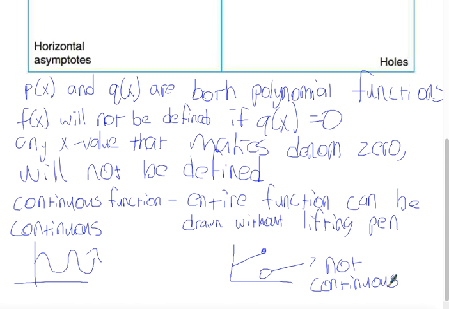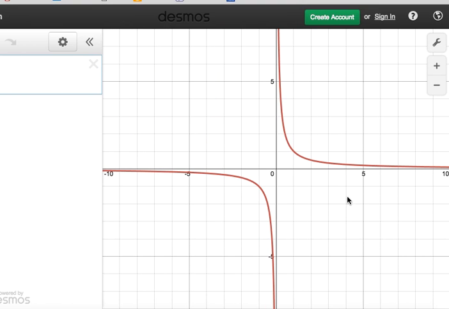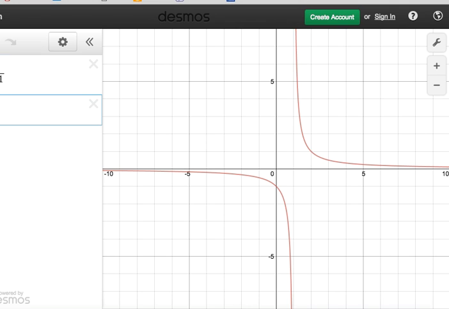All right, so let's look at some graphs now. We said division is not defined when the denominator is 0. This is a function we've already looked at: 1 over x. As you can see, it has an asymptote when x equals 0. If I change the denominator to be x minus 1, then it's not defined at x equals 1. It has an asymptote at x equals 1.